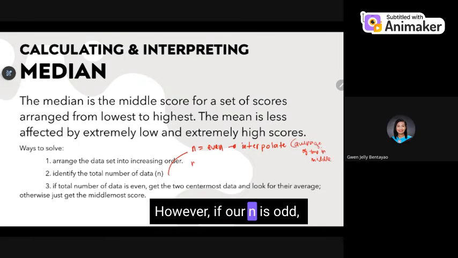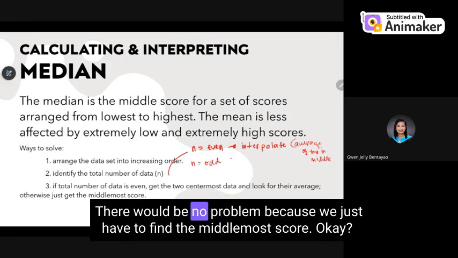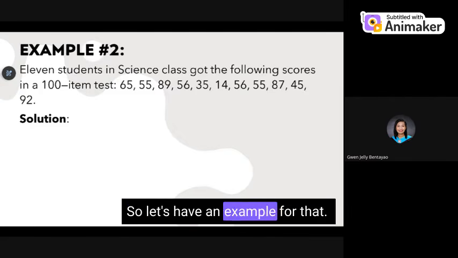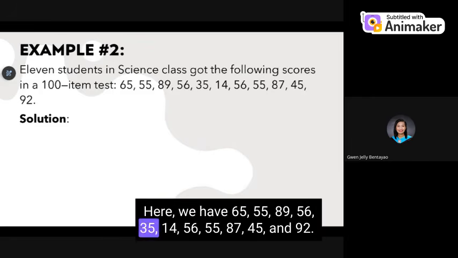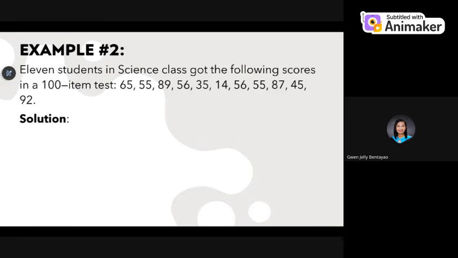However, if our n is odd, there would be no problem because we just have to find the middlemost score. Okay? Right. So let's have an example for that. Here, we have 65, 55, 89, 56, 35, 14, 56, 55, 87, 45, and 92. So you can pause the video and arrange this one for yourself.